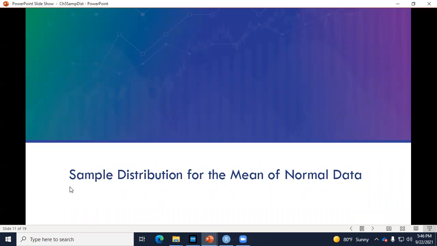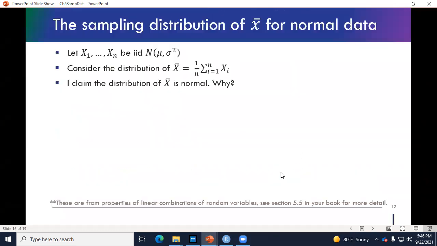Okay, the sampling distribution for the mean of normal data. Now we only focus on normally distributed data and look at the sampling distribution of x bar. We have x1 to xn, which are IID from a normal with mean mu and variance sigma squared. We are trying to get the distribution of this sample mean, x bar. I would say this x bar is normal. Why? Because we said if we do a linear transformation of x, it's still a normally distributed random variable.